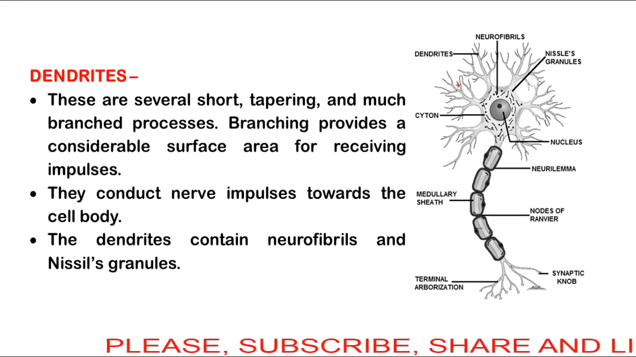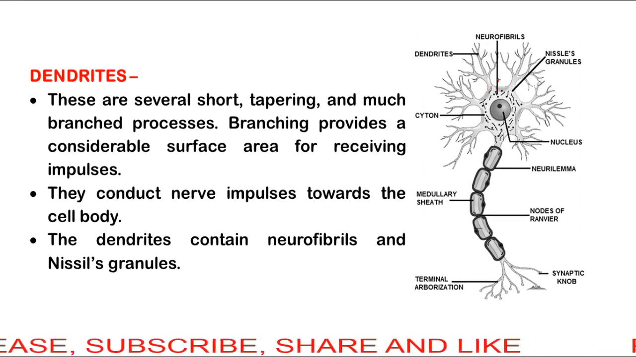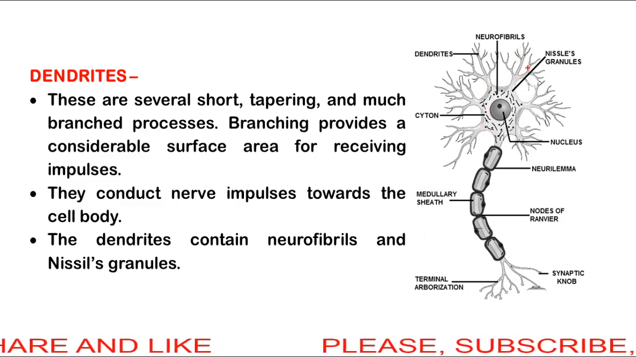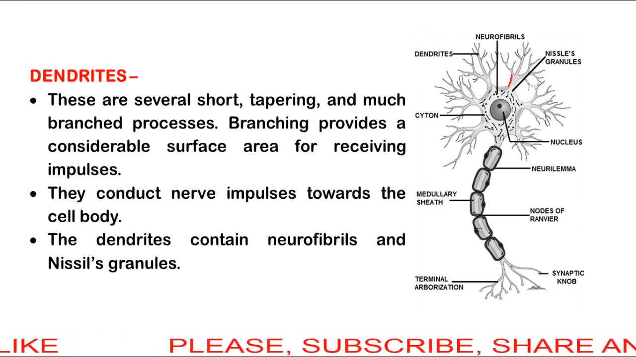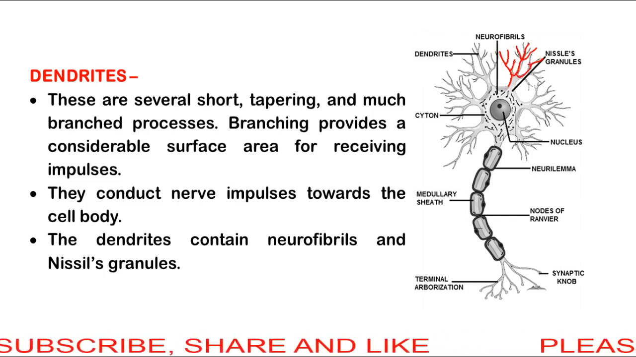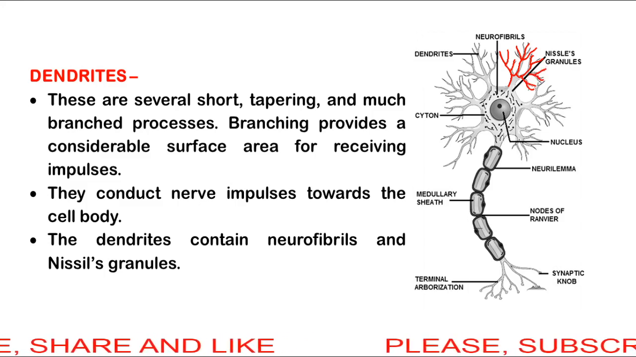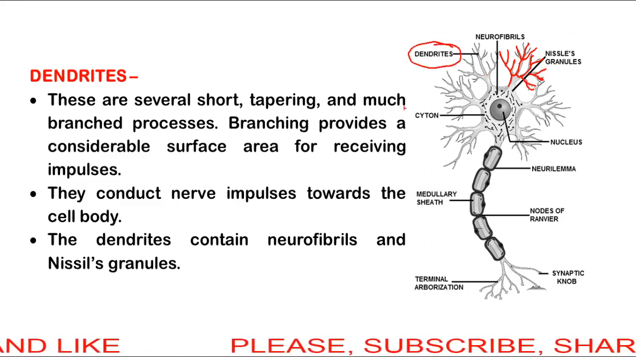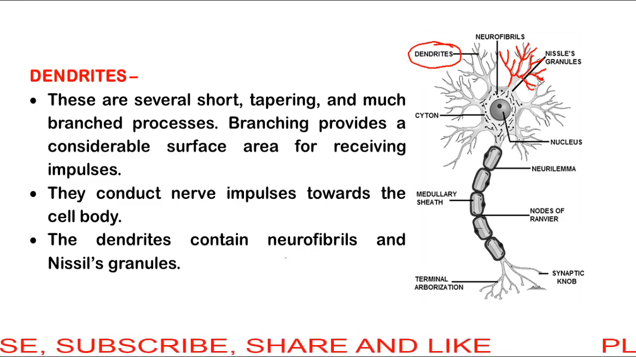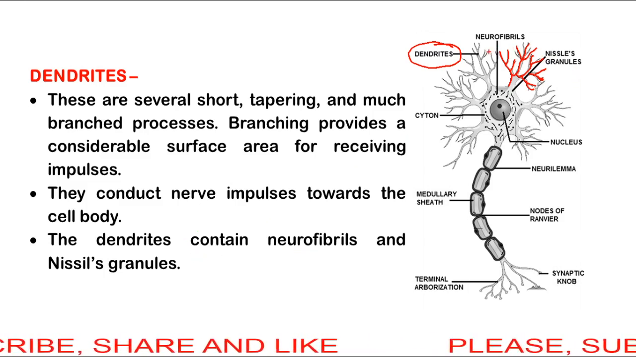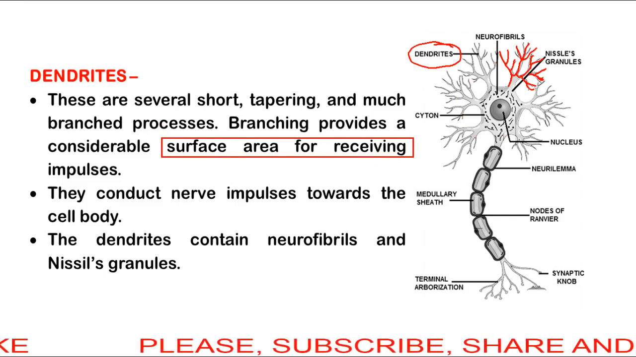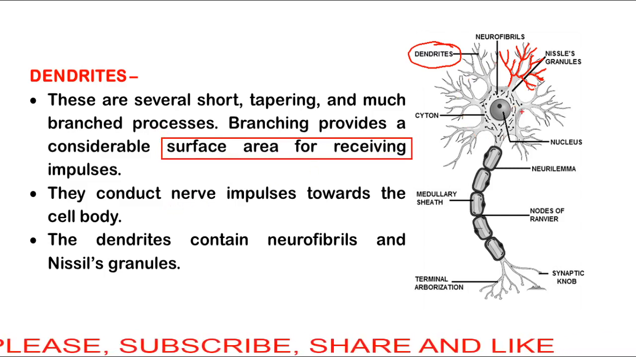Next are the dendrites. Several branches arise from the cyton or cell body. These branches which arise from the cyton are known as dendrites. So here you can see there are some branches which develop from this cyton. All these branches are known as dendrites. They conduct nerve impulses towards the cell body. The dendrites contain neurofibrils and Nissl's granules. These dendrites increase the surface area for receiving impulses, and they conduct the nerve impulse towards the cell body.